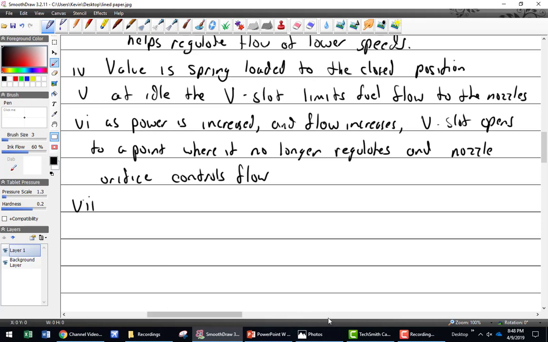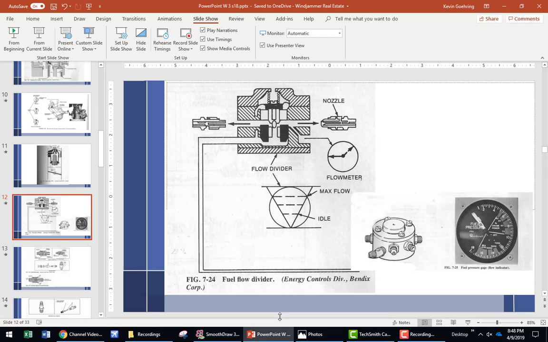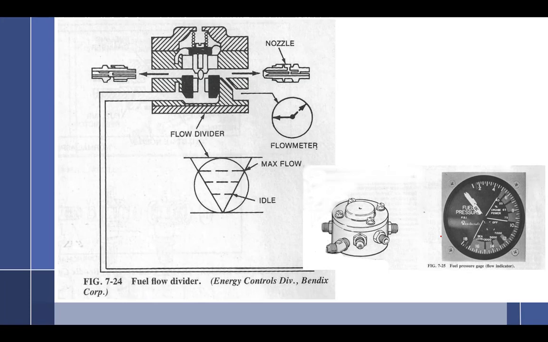All right, so we talked about this a little bit, but now we're going to talk about even more and really kind of digest this one. Because nozzle pressure increases in direct proportion to the flow, so in other words, as the pressure goes up, so does the flow in this case.